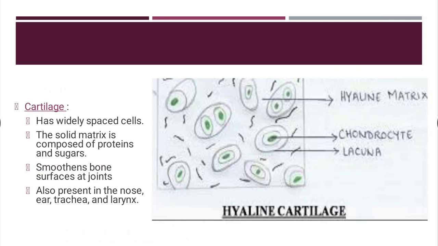Next, coming to cartilage. Cartilage has widely spaced cells, and the solid matrix is composed of proteins and sugar. These cartilage cells are known as chondrocytes. Cartilage smoothens the bone surfaces at the joint. It is present in the nose, ear, trachea and larynx.